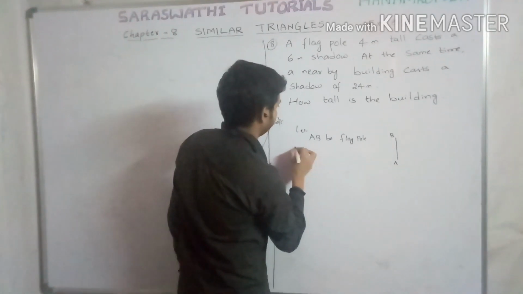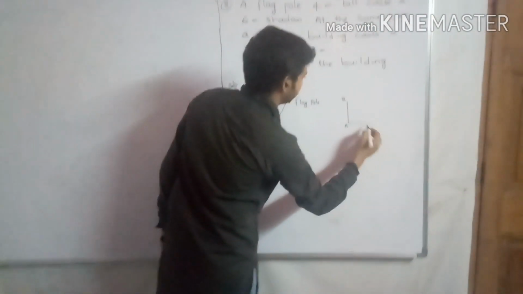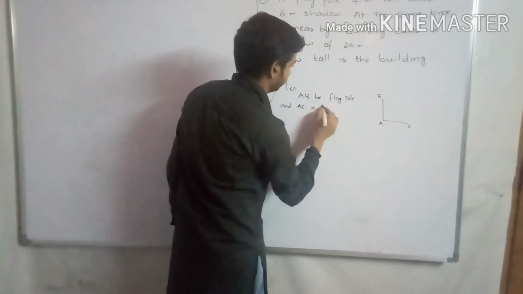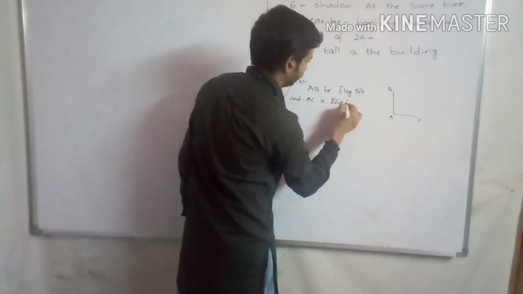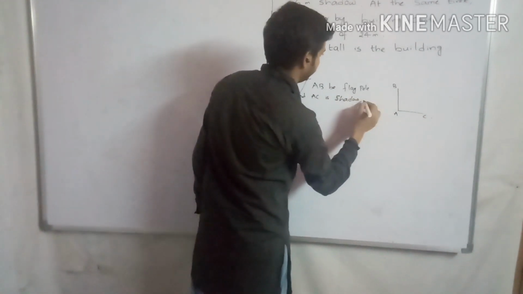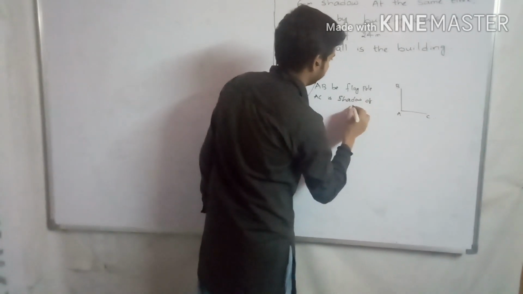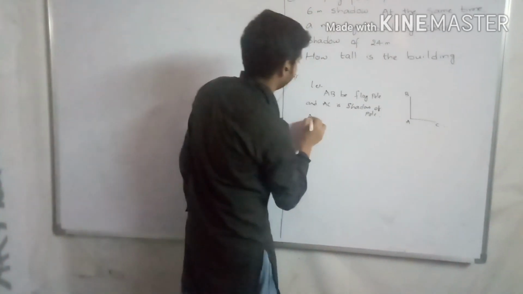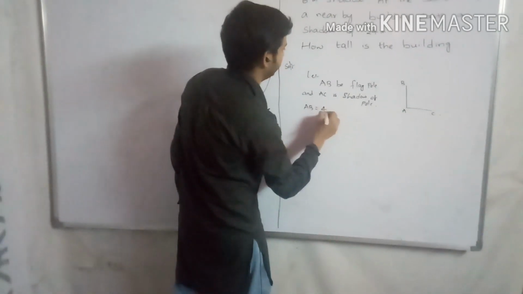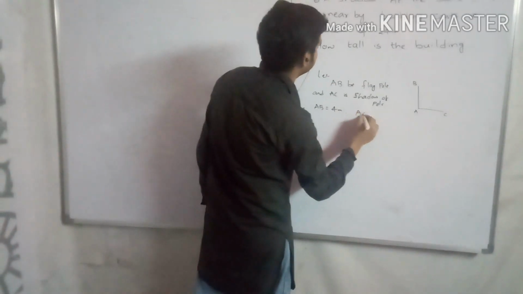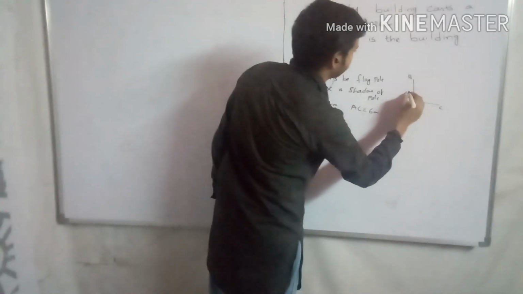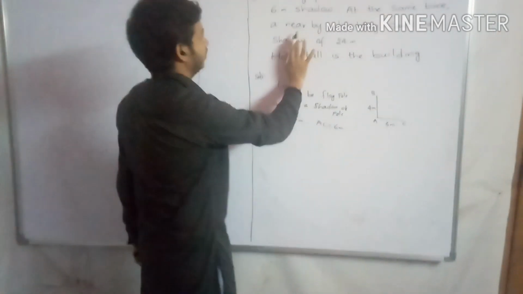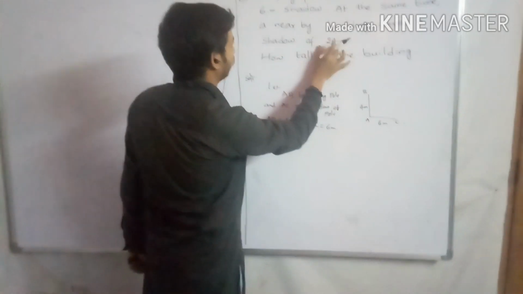And let AC be the length of shadow, the shadow of the flagpole. AB is given as 4 meters tall in the question, and shadow AC equal to 6 meters. So AB is 4 meters and AC equal to 6 meters. And at the same time a nearby building casts a shadow of 24 meters.